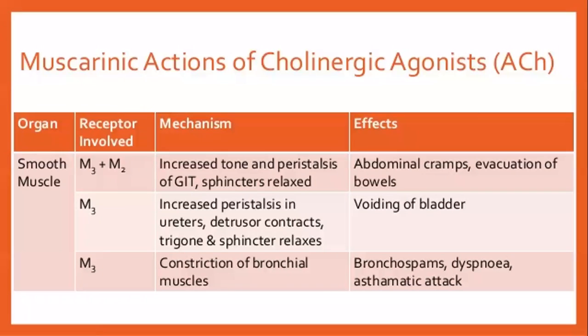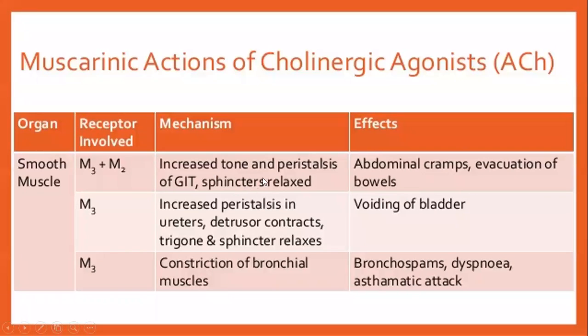Then what will happen? The internal anal sphincter is relaxed and tone increases, and peristalsis of the GIT also increases. So as a result of this tone and peristalsis, there is evacuation of the bowel, and somewhat abdominal cramps. Note down, the internal anal sphincter will be relaxed. That's why abdominal cramps and evacuation of bowels happen.